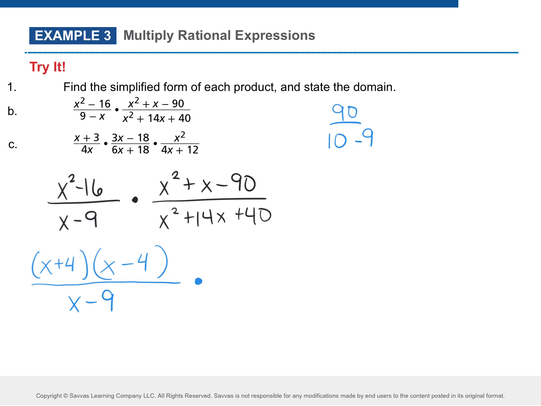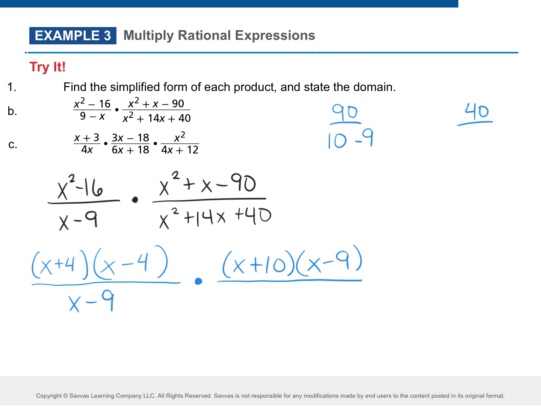How do I write that? X plus 10 times x minus 9. Good. Are we done with the numerator? Yep. Moving on to the denominator, we have an x squared, so what does that mean we're going to do? We're going to factor.